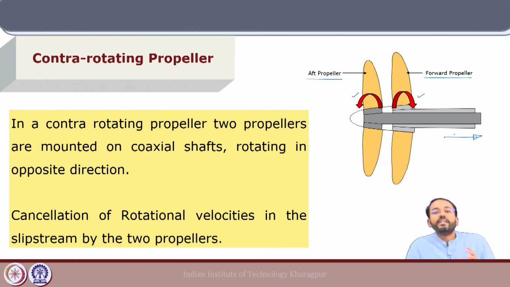Now, these trailing vortices induce tangential velocities in the slipstream due to the propeller rotation, and using a contra-rotating propeller can lead to a large reduction of the losses due to these rotational velocities in the slipstream, and that is how the efficiency of the total propulsion system can be improved.